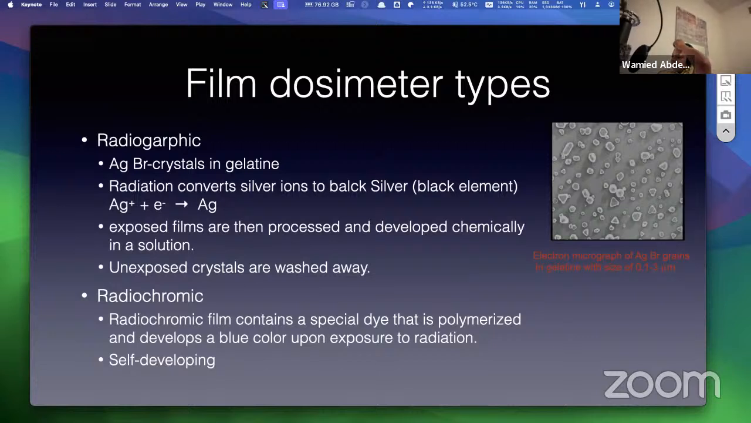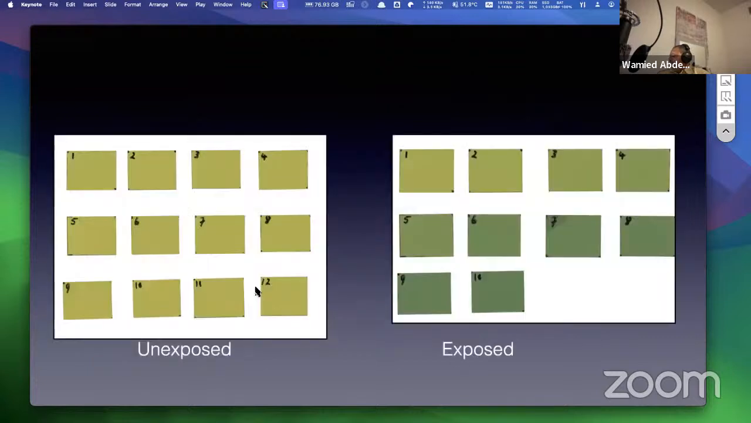The nice thing about film dosimeters is that the signal remains there, not like TLDs. With TLDs, if you read it after 6 hours, the signal is gone. But with film dosimeters, we can read the same film at 6, at 12, at 24 hours. The signal is not gone. But of course, the film can be used only one time, whereas the TLD we can use multiple times.